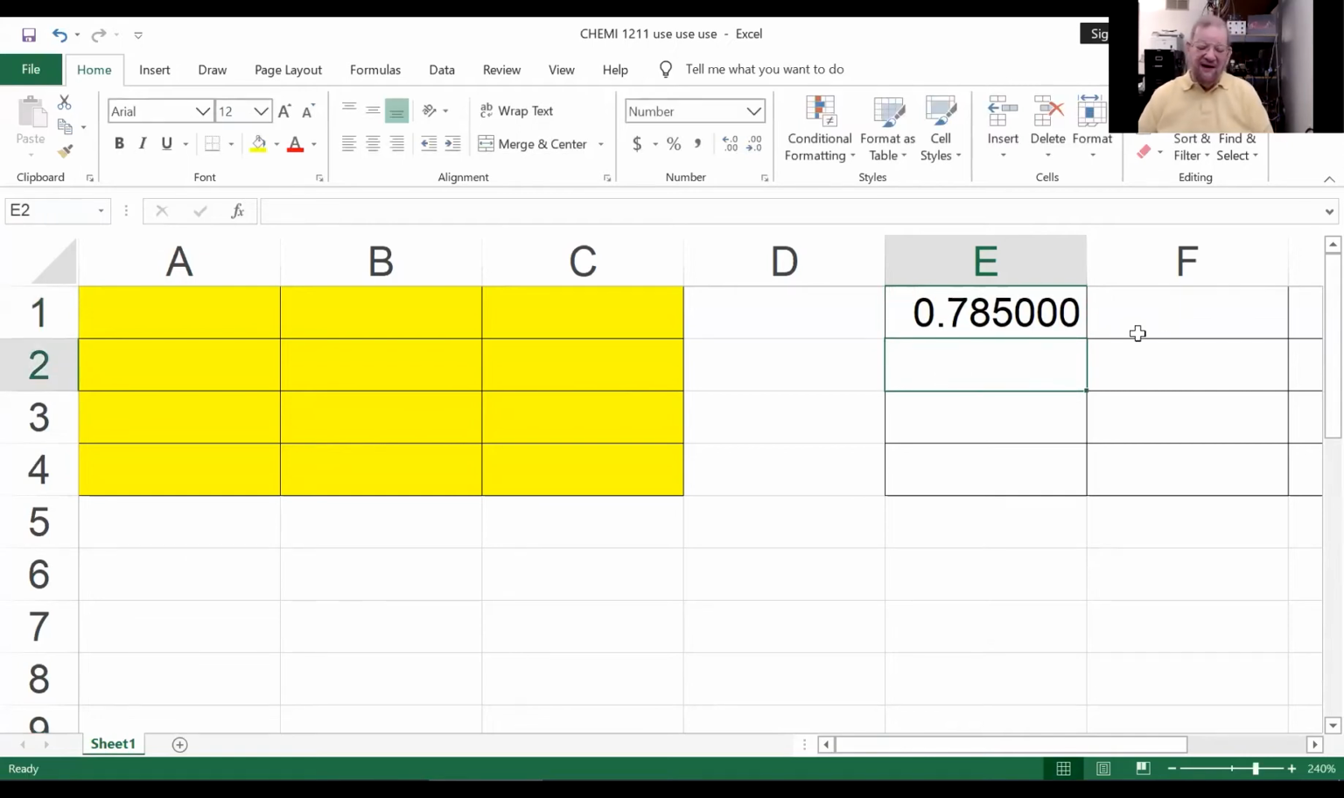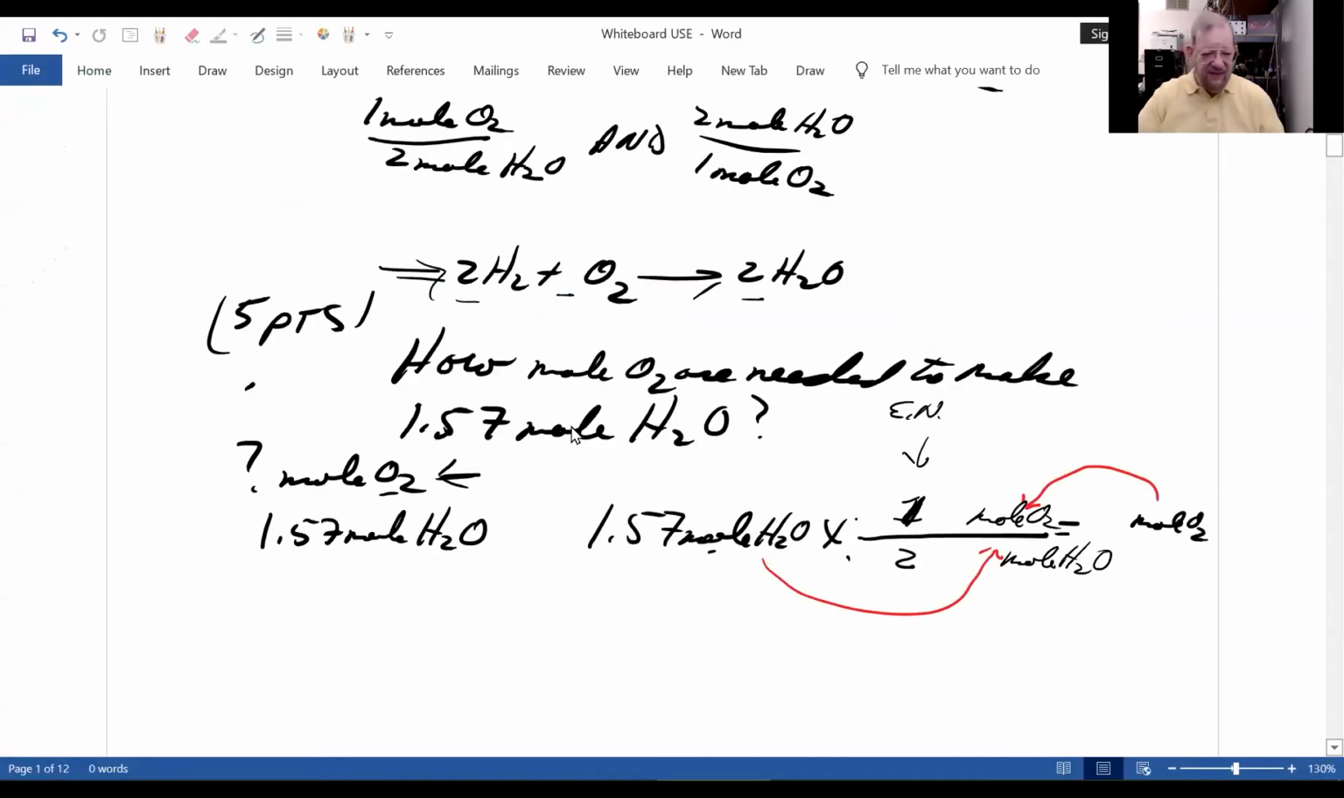And here's the number I get, to 3 significant figures. That was an easy, good pick. That would be 0.785. So I need to react 0.785 moles of oxygen to make 1.57 moles of water, with the hydrogen, to make this amount of water.